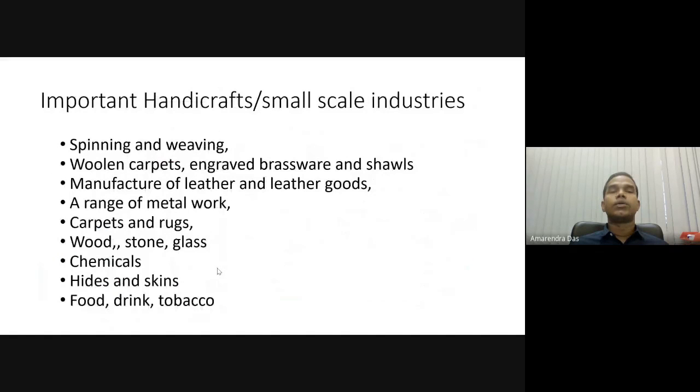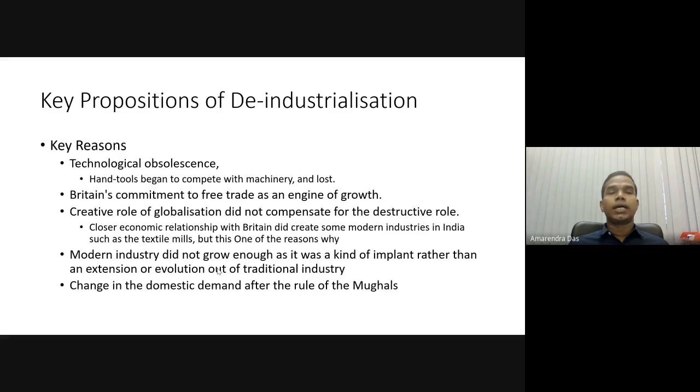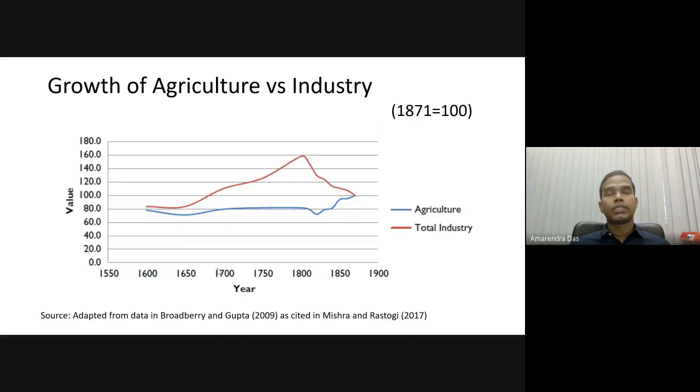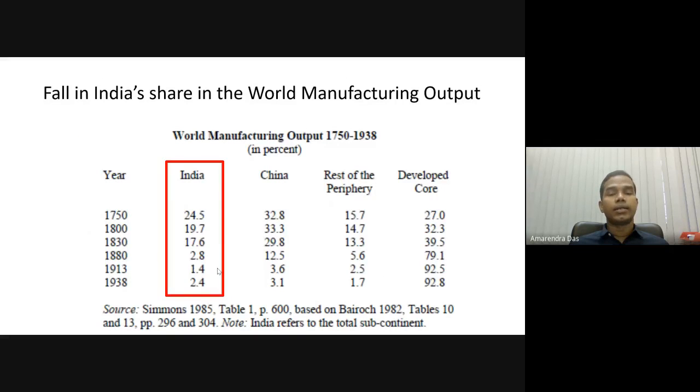And to recap our discussion on the deindustrialization, or the effect of the British rule in India, basically on the handicraft sector, we observed that before the British came, India exported quite a lot of goods to different countries, and we had a high share in the world manufacturing output. Basically we had a 24.5% share in the world manufacturing output, that had fallen to 2.4 percent in 1938.